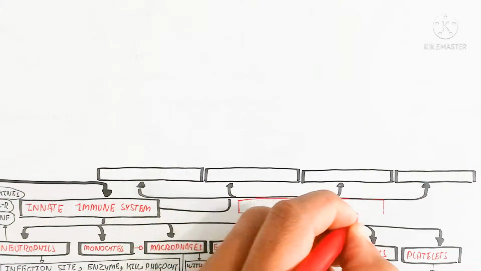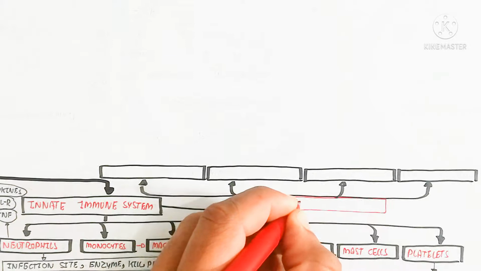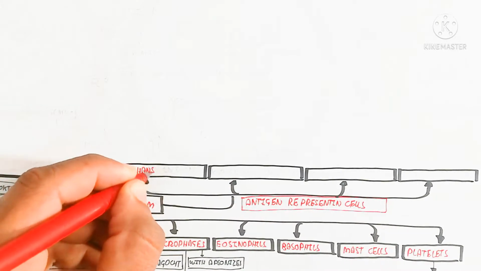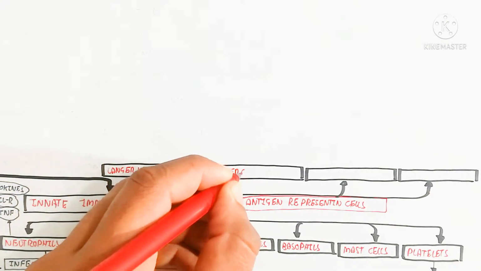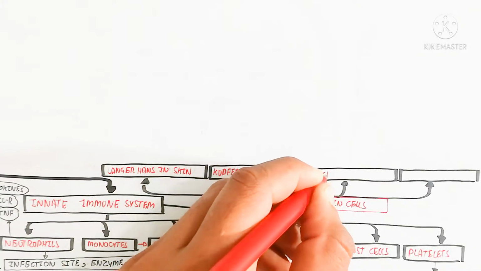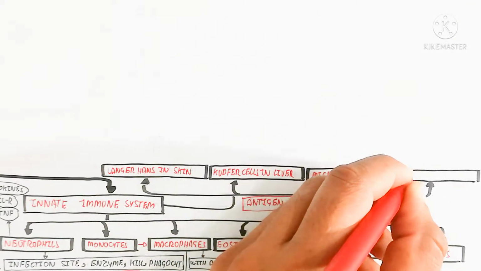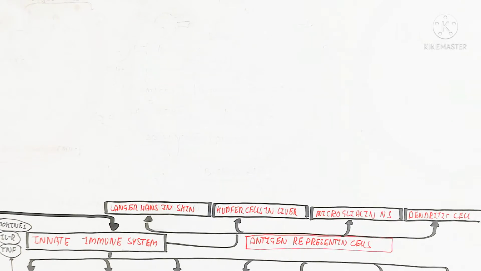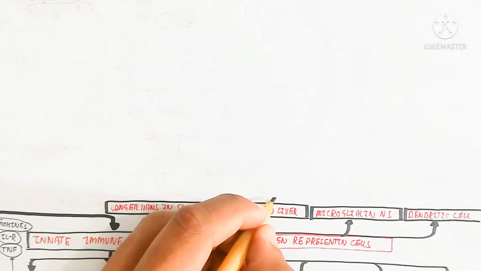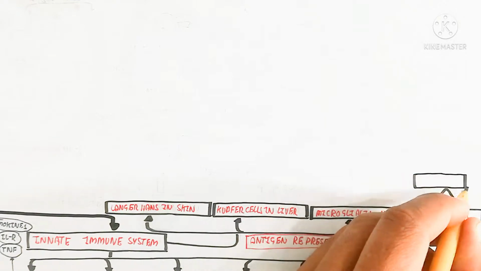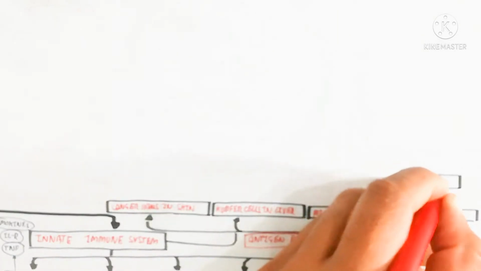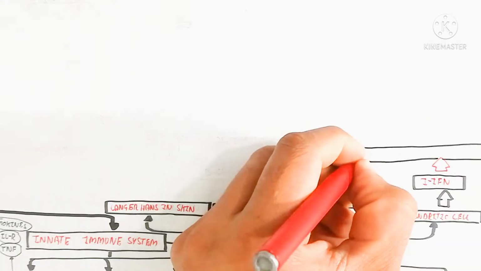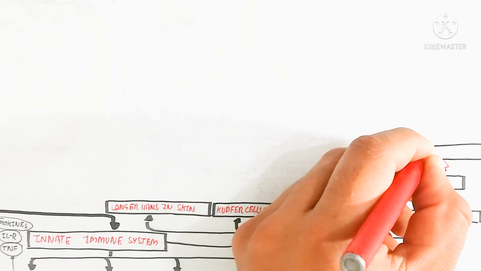So here we will understand about the innate immune system, which basically includes the antigen presenting cells. First we will discuss the innate immune system. The antigen presenting cells can be Langerhans cells in skin, Kupffer cells in liver, microglial cells in the nervous system, and dendritic cells are the major ones. Dendritic cells produce interferon and interleukin, which are involved in antiviral host defense and autoimmunity.